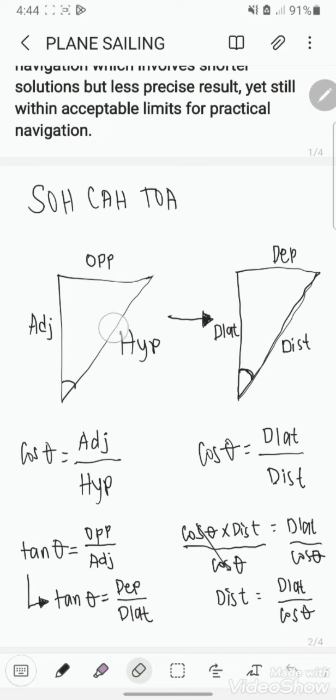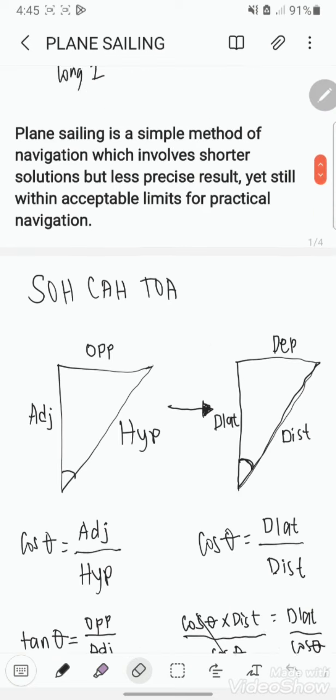I drew a right triangle here for you to be able to understand. In the right triangle, the adjacent side is the one on the bottom, and the opposite side is called opposite because it is opposite of the angle. The longest side is called the hypotenuse. So we relate it, and it becomes the dlat.